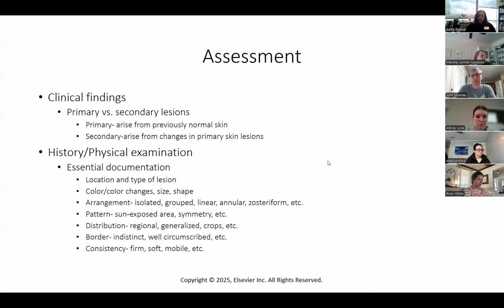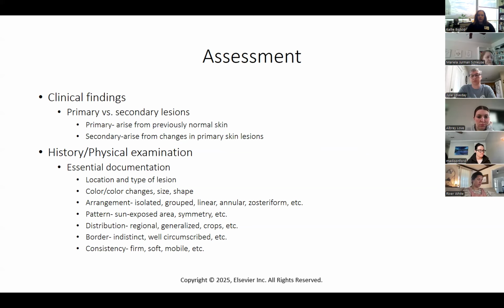Assessment, so like Dr. Love was just saying, primary versus secondary lesions. This helps to break down what it is you're looking at. Primary lesions arise from normal skin. Impetigo, most of the time, is primary because it just occurs in the skin. Now, if you have eczema that's compromised the skin and then they get impetigo, that would be secondary. But the eczema is primary. Secondary are things that arise from changes in those primary skin lesions.